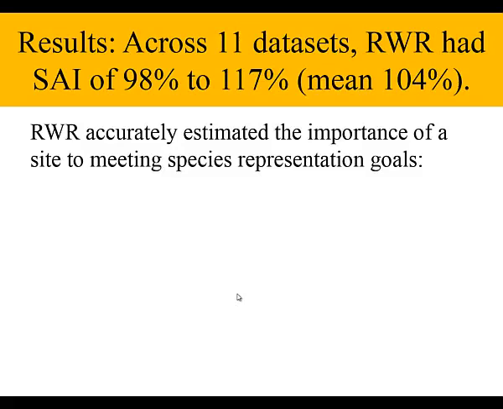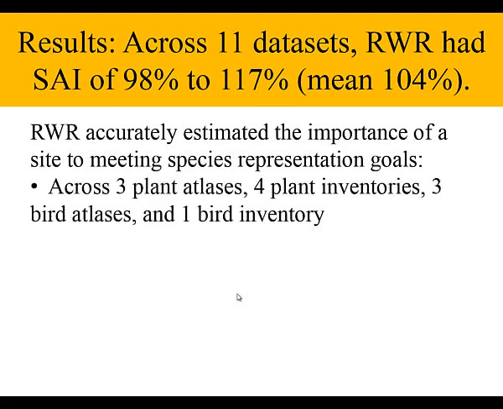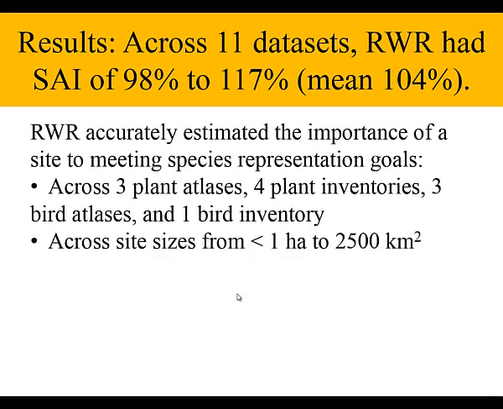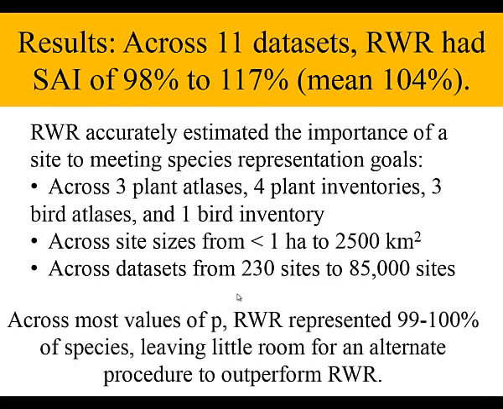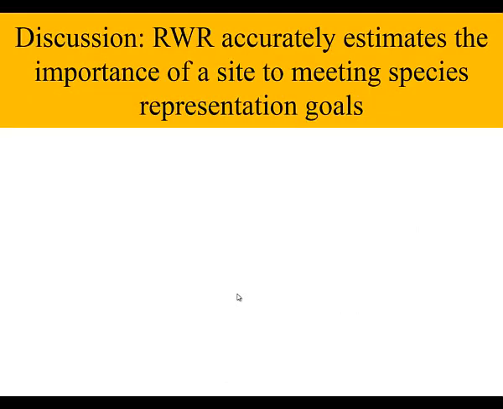The worst it did was 98% as well as zonation. Best it did was 117% as well. Those data sets included 3 plant atlases, 4 plant inventories, 3 bird atlases, and 1 bird inventory. So both birds and plants, different types of data. Site sizes from less than a hectare to 2,500 kilometers squared. Data sets up to 85,000 sites. So it works. And again, I don't think there's much room for improvement, because across many of those values of P, RWR was representing 99 to 100% of the species. So you can't do much better than that.